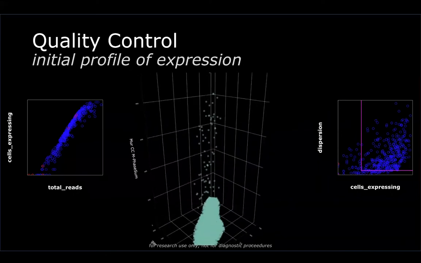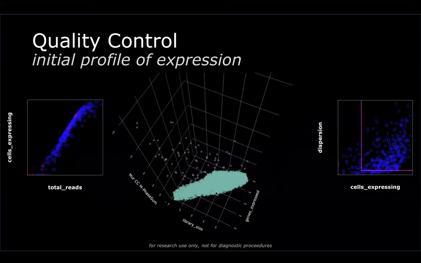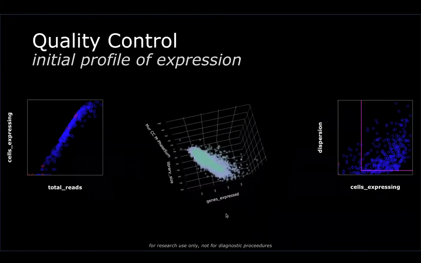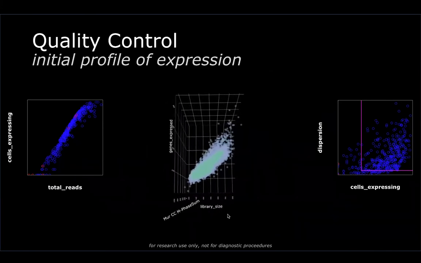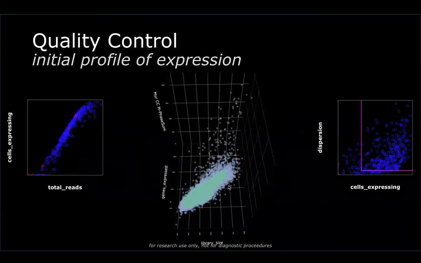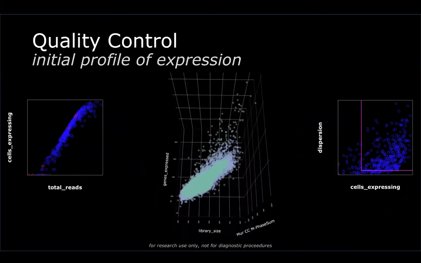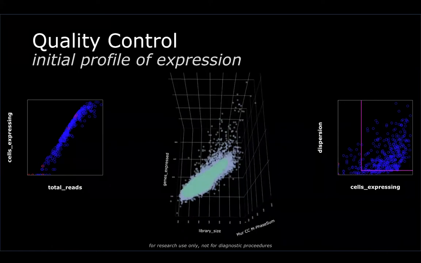On the right-hand side, though, this is where we're actually starting to filter in this data set for cells expressing and dispersion. So we want some minimal number of cells expressing. Here, I believe it's anything above 10, so we're taking genes that are expressed in more than 10 cells, and we want some amount of dispersion. It's debatable exactly how much you might want there, but I'm basically just setting the bar very low and taking most of the parameters for analysis going forward.